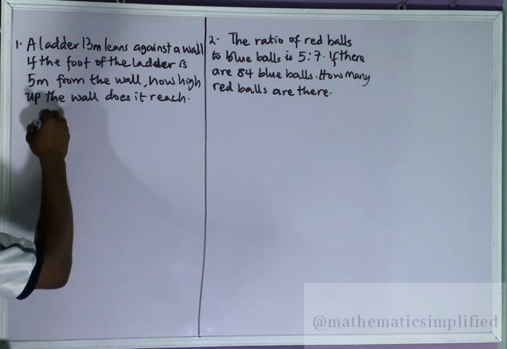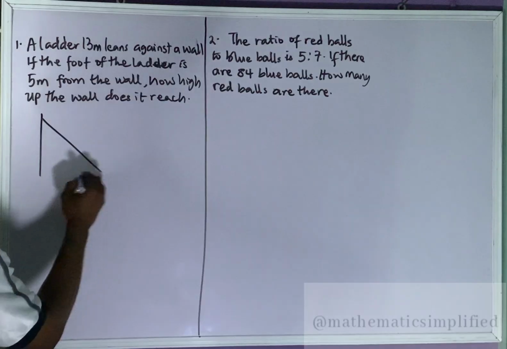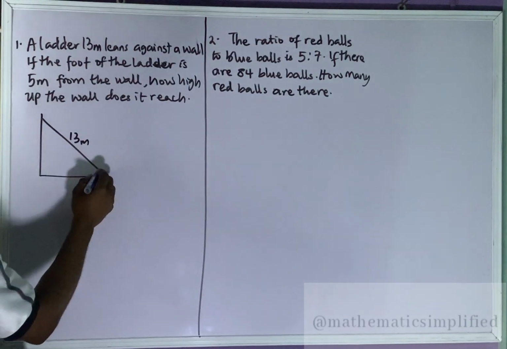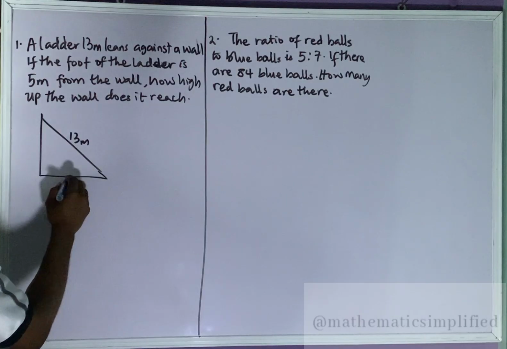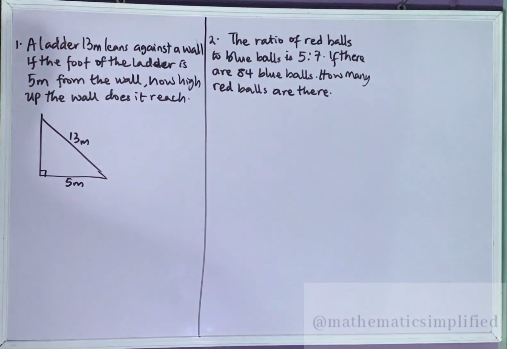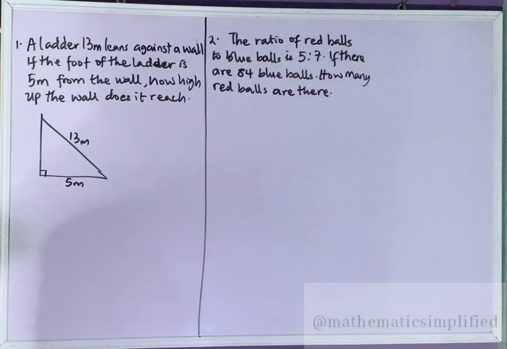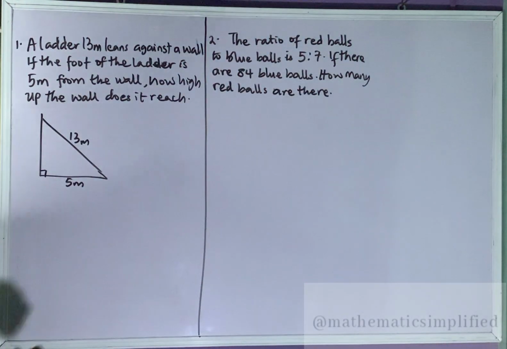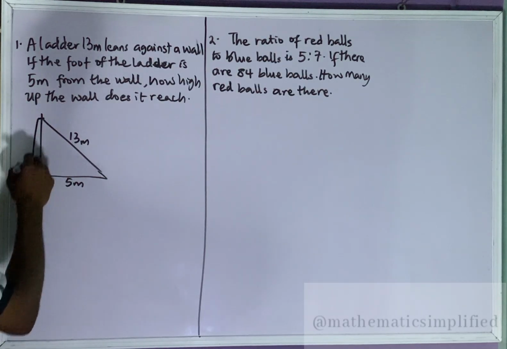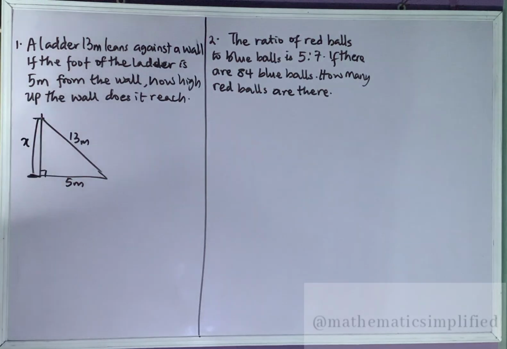Okay, let's assume this is a wall and this is a ladder. So they say the ladder is 13 meters long and the foot of the ladder is 5 meters away from the wall. So now we can see here we have a right angled triangle. Okay, so now we are asked to find how high it is. So we are looking for x.